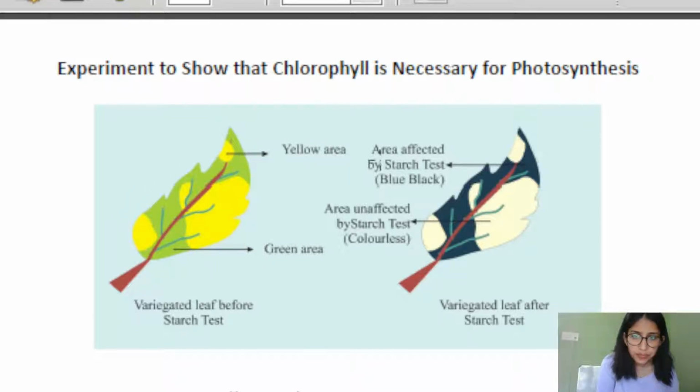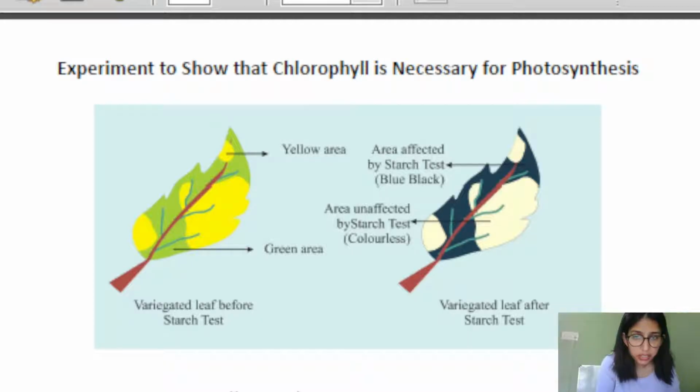So we can see that we had done the iodine test on this leaf now. After the iodine test, we can see the area which has starch has turned bluish in color, while the area which had no starch has turned white, basically. So this is the variegated leaf after the starch test. So we can see variation in the leaf. It is not similar, right?